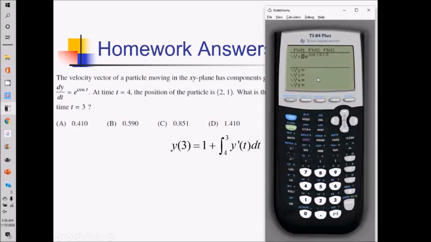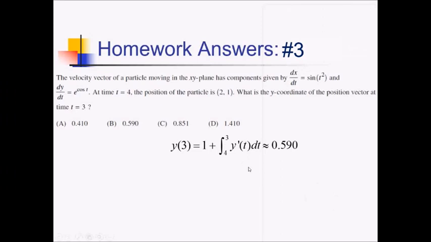So in my y equals, I've just entered the dy over dt because that's all I need for this problem. The dx over dt we could enter, but it's completely irrelevant to this problem. Let's quit back to the main screen. So my setup here, I'm going to do 1 plus math 9 integral from 4 to 3. y1, I got that by doing alpha trace, y1, that's where I stored my y prime. Put a dx in there just because. And that comes out to about 0.590, which matches answer choice B.